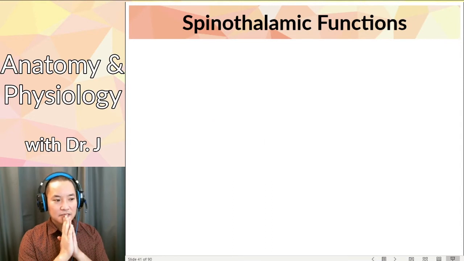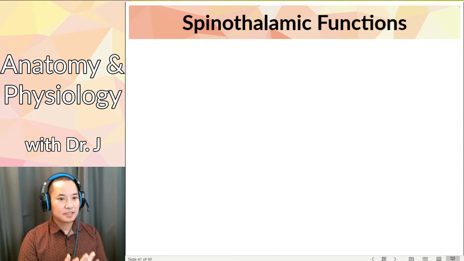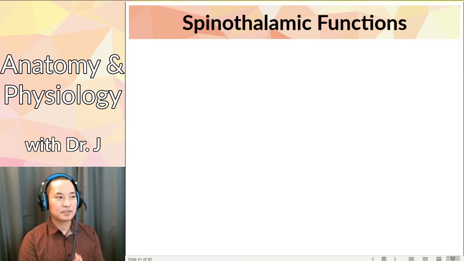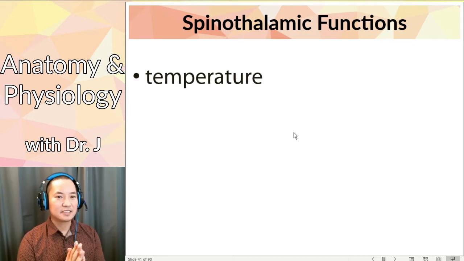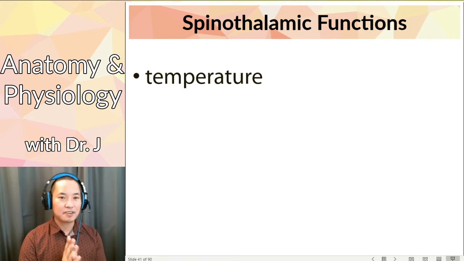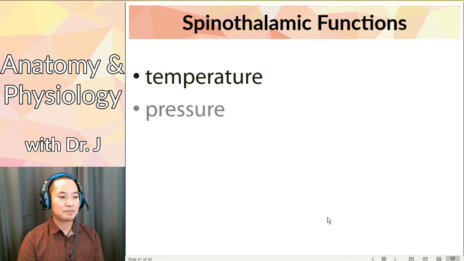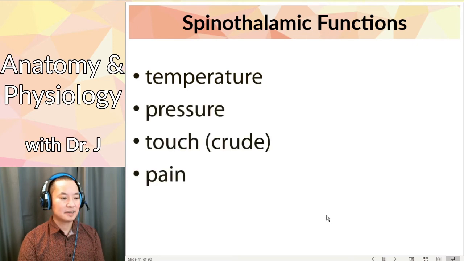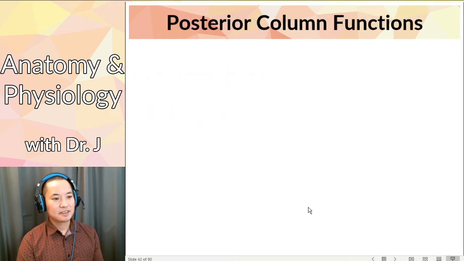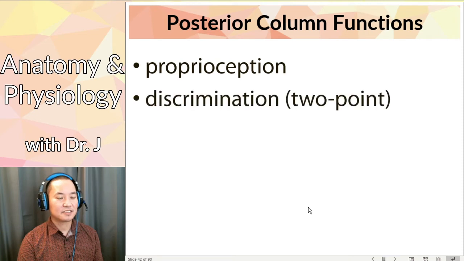Now, okay, so this part right here, if you take advanced anatomy and physiology, you might have to memorize these functions, but for this class, don't worry too much about them. But know that these different pathways carry certain types of sensations. They don't carry all sensations. So the spinothalamic pathway we just talked about carries sensations of temperature, pressure, crude touch, and pain. Whereas the posterior column carries proprioception and other specialized types of touch as well.